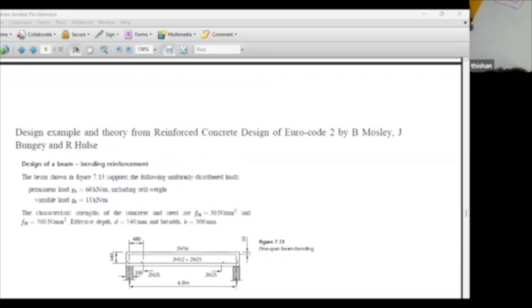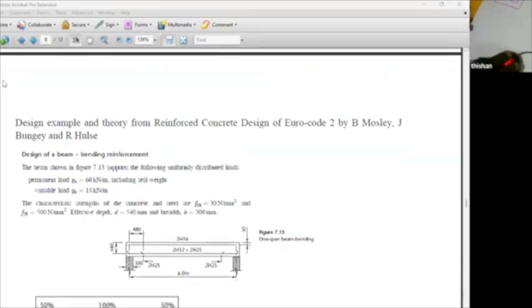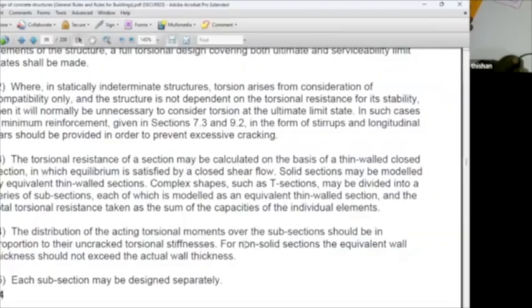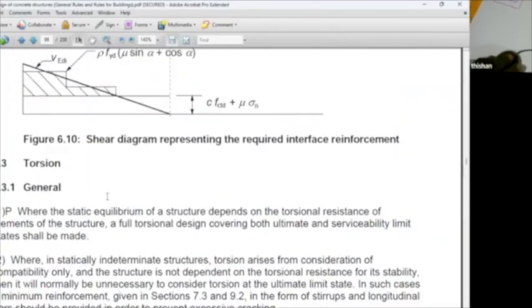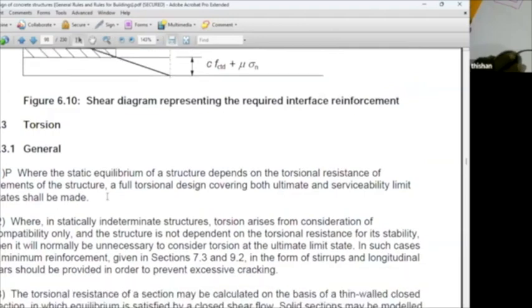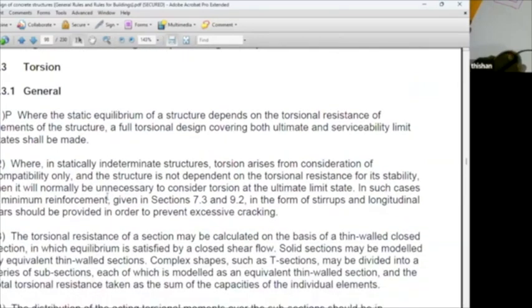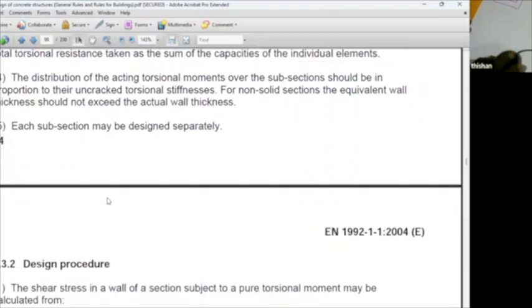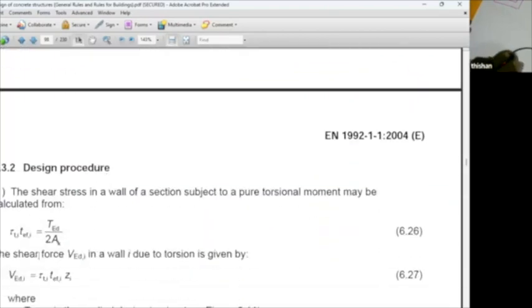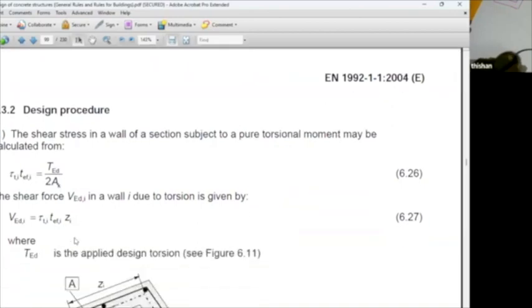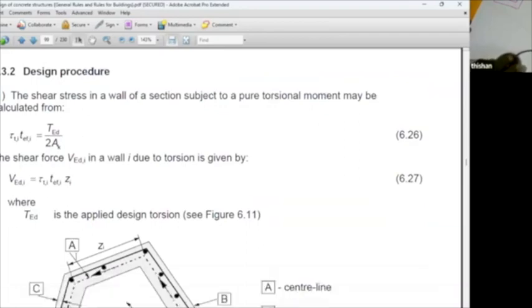Because if you look at the code, I forgot to show the code also. I'll show you the equations given in the code. So in this way the torsion section starts at 6.3. It says general. Then it says the design procedure. You are now familiar with this particular equation. And torsional shear force can be calculated by using this expression.